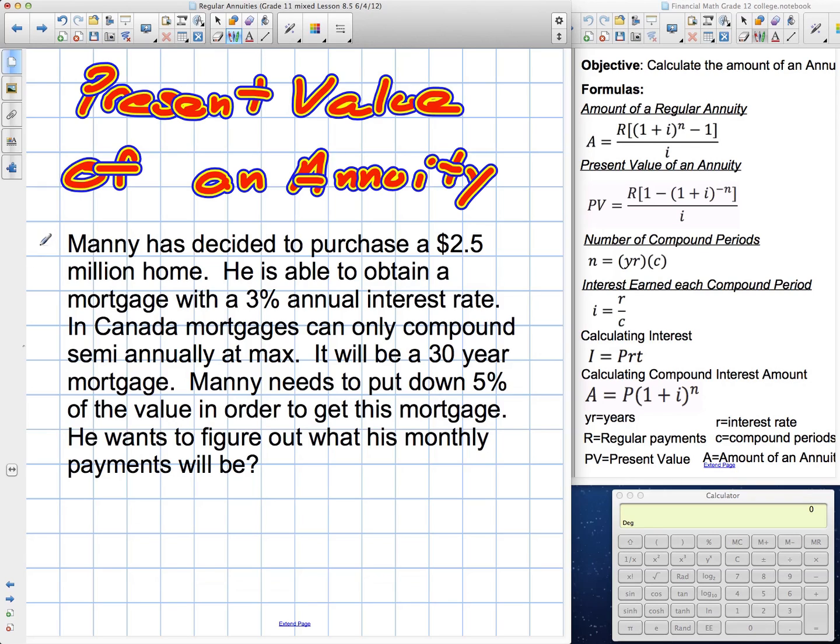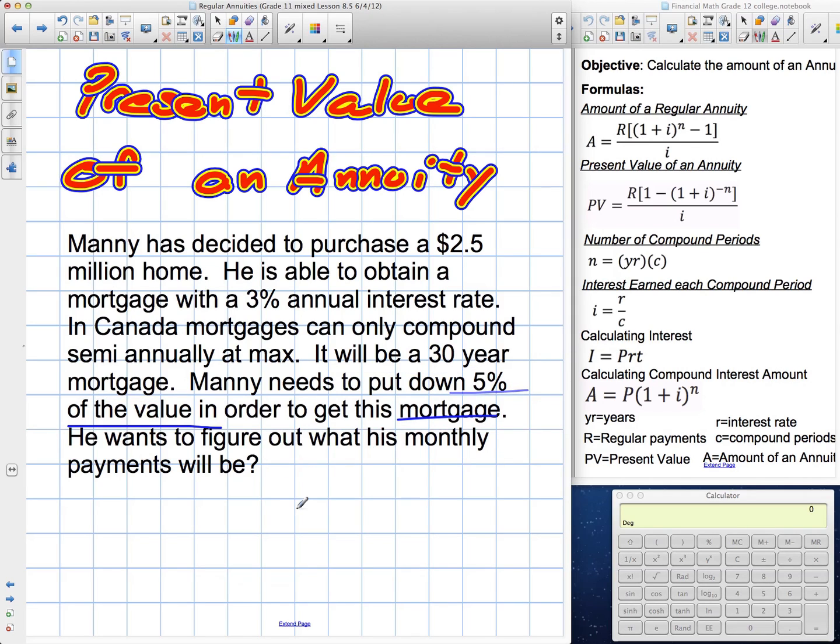For our first question, Manny has decided to purchase a $2.5 million home. He's able to obtain a mortgage at a 3% annual interest rate. In Canada, mortgages can only be compounded semi-annually at max. Okay, this part's important. This is the confusing part. It will be a 30-year mortgage. Manny needs to put down 5% of the value in order to get this mortgage. He wants to figure out what his monthly payments will be.